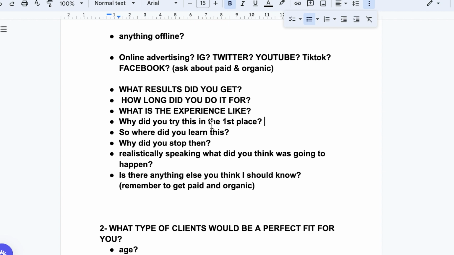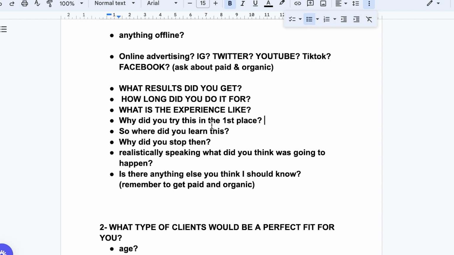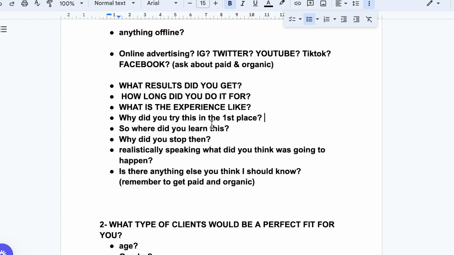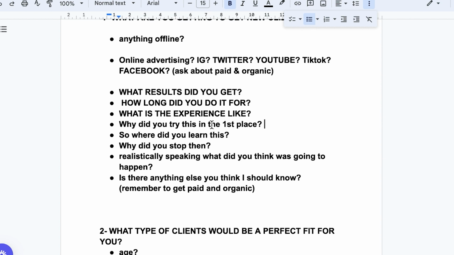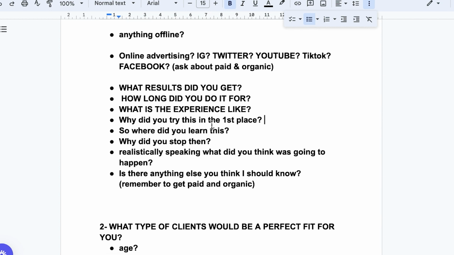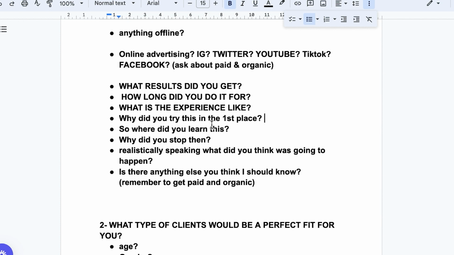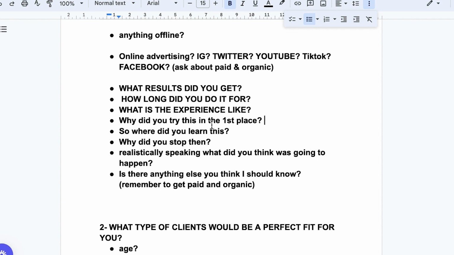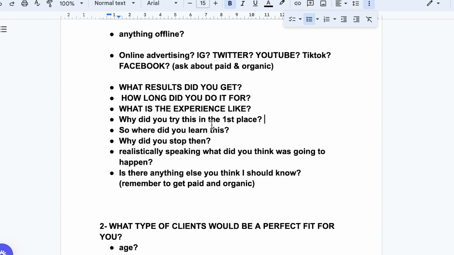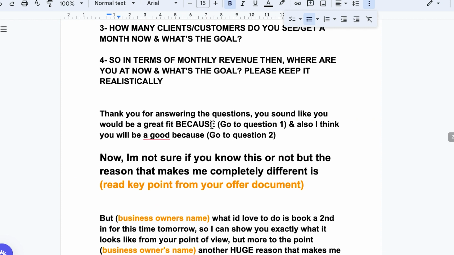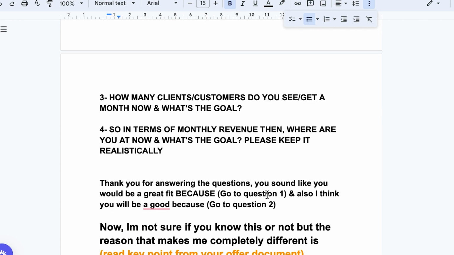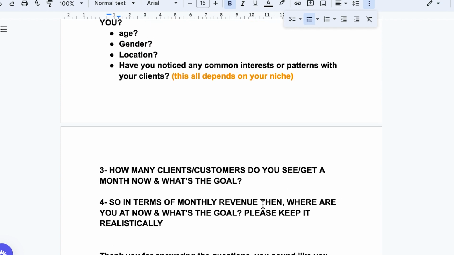So if there's only one thing to say why they're a good fit, you want to say "because" and then go into detail on why they're a good fit. But if there's more than one reason, then tell them: the reason I think you'll be a good fit is because of this reason, and also this reason as well. And that's what you want to do, right? And by the way, guys, because I've written this here, go to question 1. And if you think they'll be a good fit as well, go to question 2.